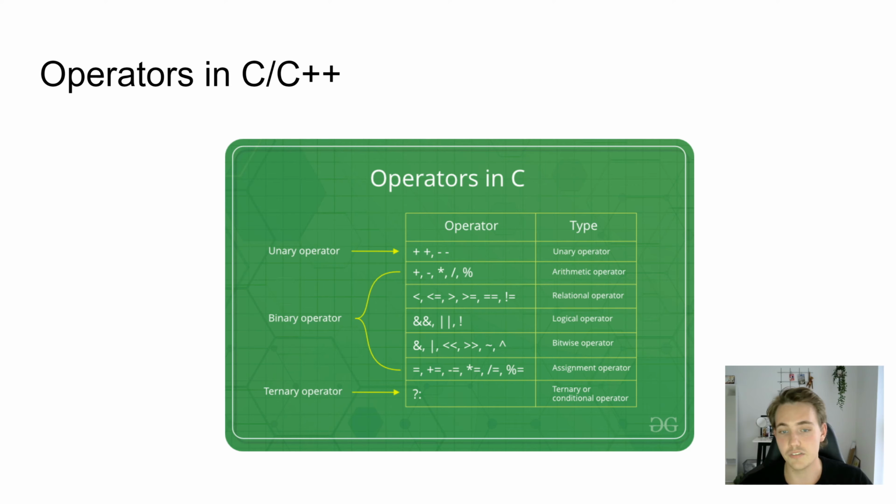So it's just to give a basic overview of the different operators we have in C and C++, and we're going to use them all over our programs all the time. So they're very, very important to know. And I just wanted to give you some kind of overview.